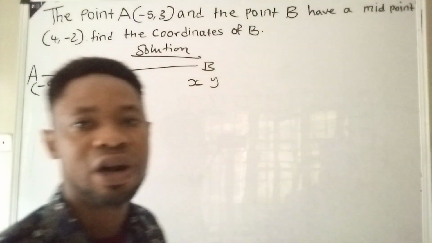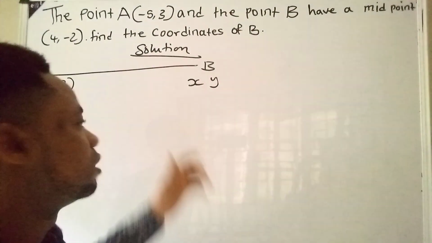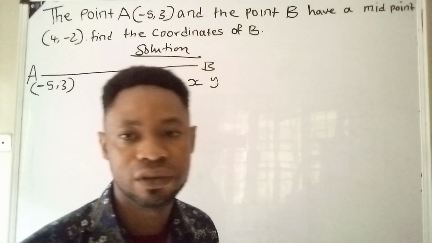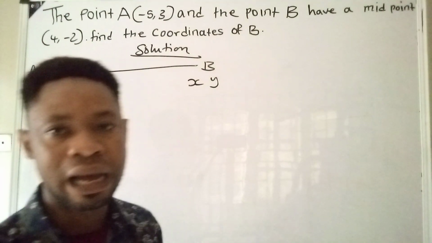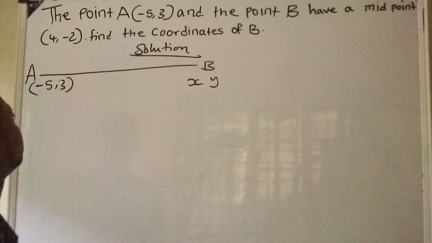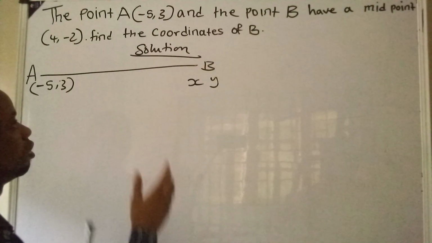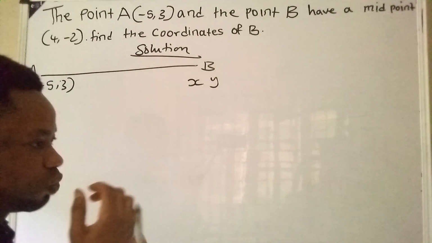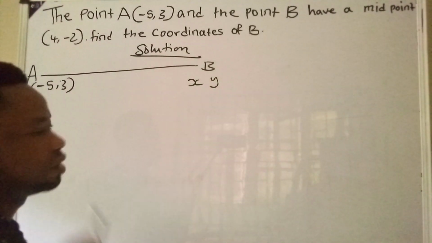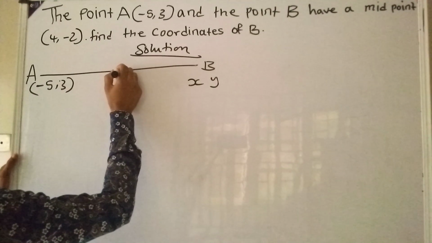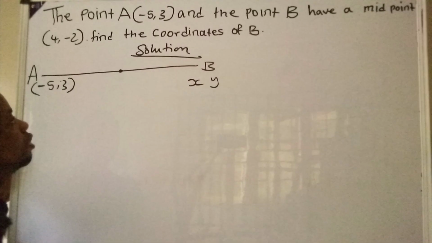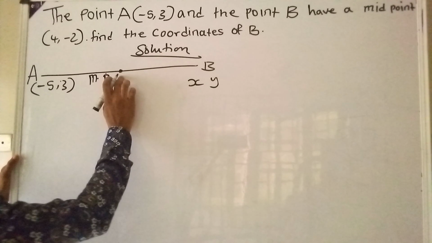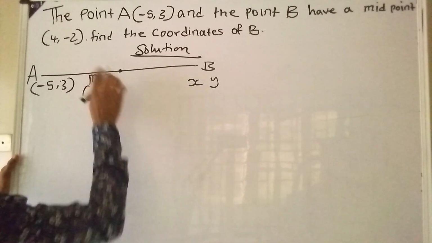Because when you are dealing with a graph, especially when coordinates are involved, there's a very high tendency that you are going to work with X and Y, because in our graph there's what we call the X axis and the Y axis. So in such a situation, we are going to consider our midpoint between point A and point B. Let's assume here is the center point between A and B, and the midpoint is (4, -2).